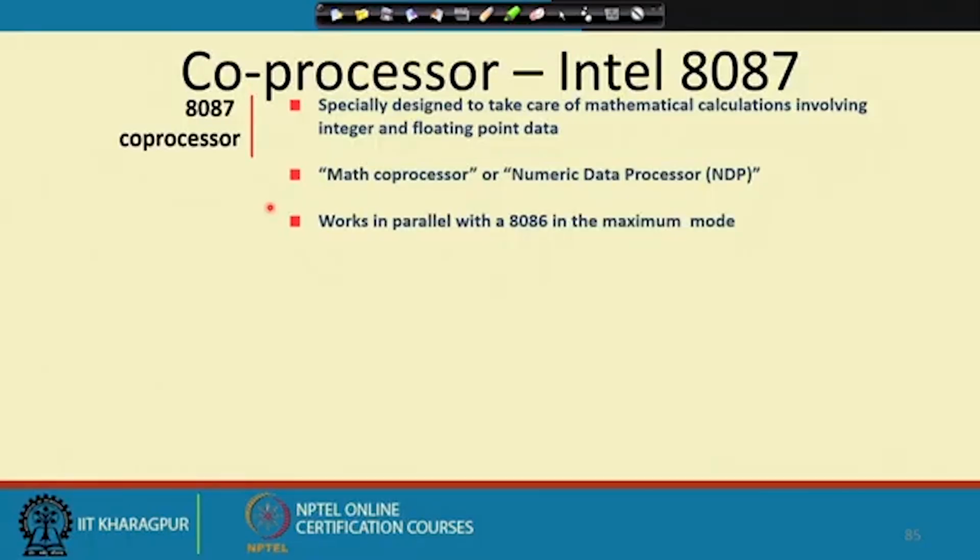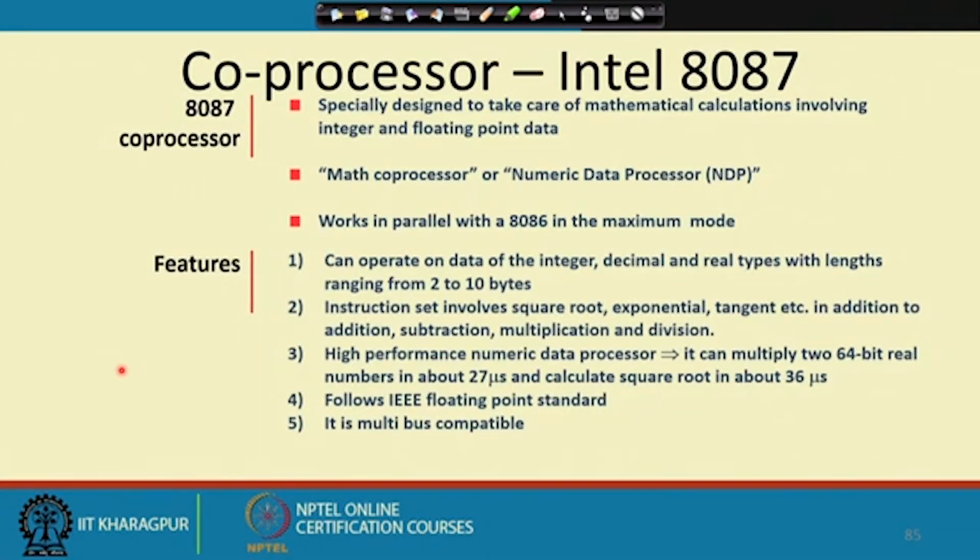So, that way we can have a number of mathematical operations done by 8087, while 8086 is doing some other operation, in terms of internal computations, so other instructions. You have to put 8086 in the maximum mode, and then you can connect this 8087 with the 8086 through the request grant lines and all that.